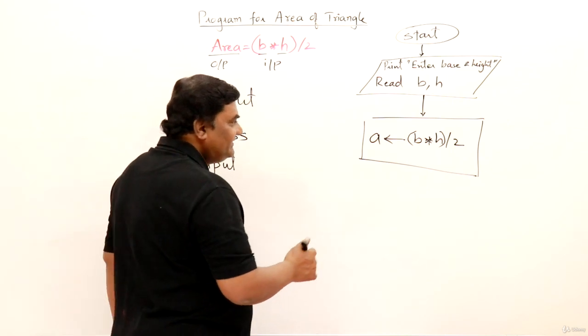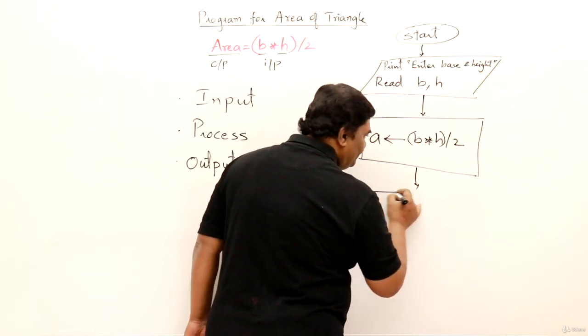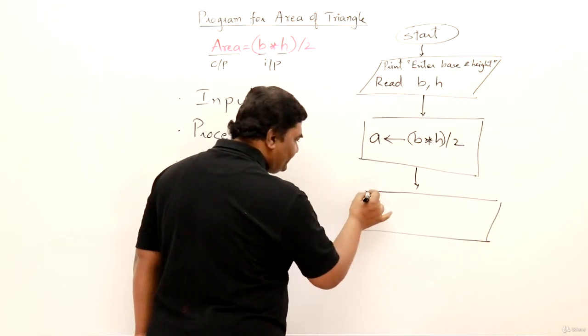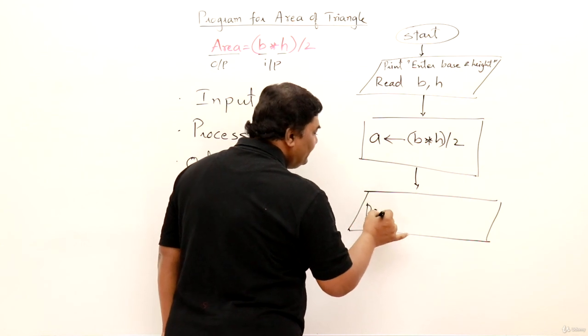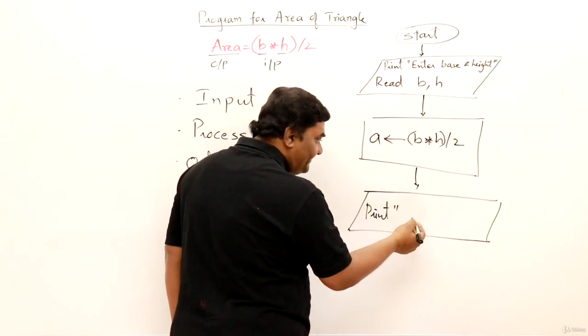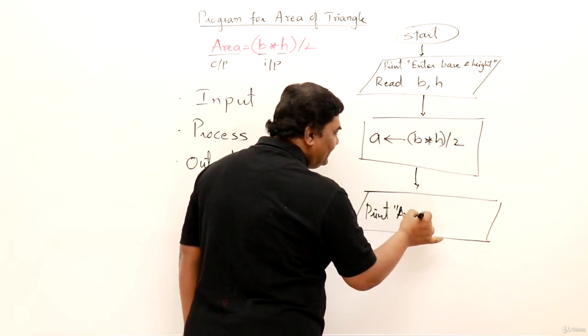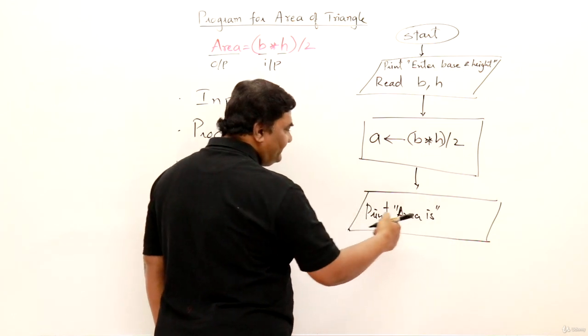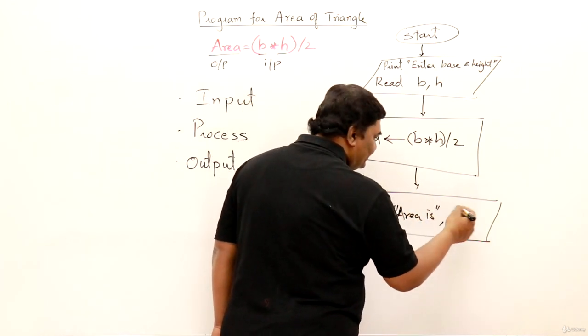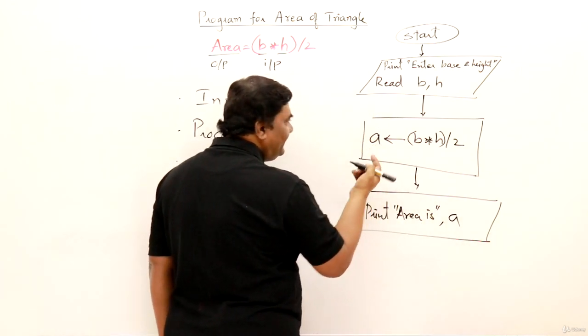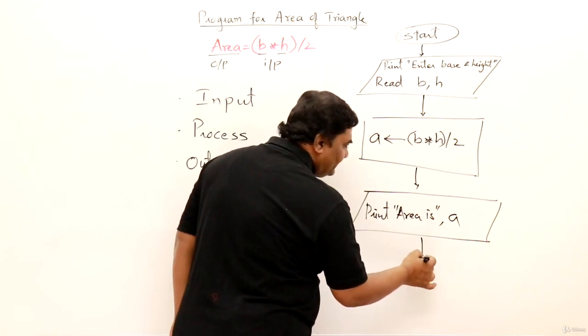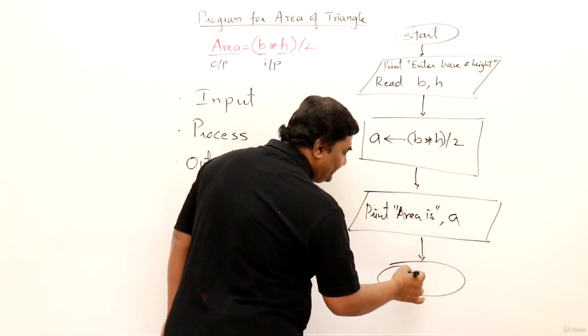So next is again output. For that I use a parallelogram or output box. Here I should say print area is. This is the message I am giving you. The messages are written in quotes. Then next is A, because I have the result in A. So that's all. This is the output, the end of the flow chart.